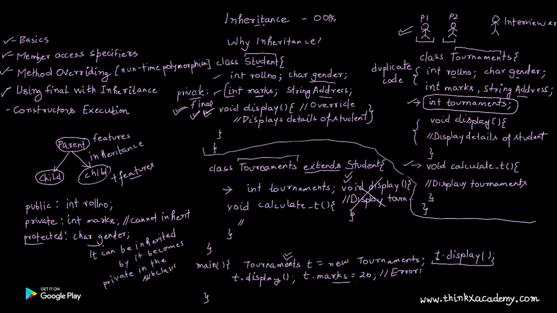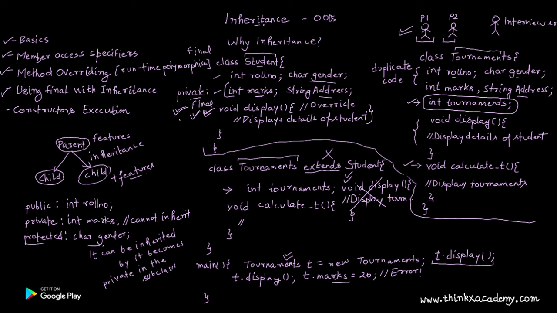So once we have written final in front of a member, you can make it constant. If you are making a function final, that means you cannot override it. That means it cannot have further implementations in the subclasses. So this is the second use of final. The third use of final is you can write final in front of a class. When you write final in front of a class, you cannot extend its features.